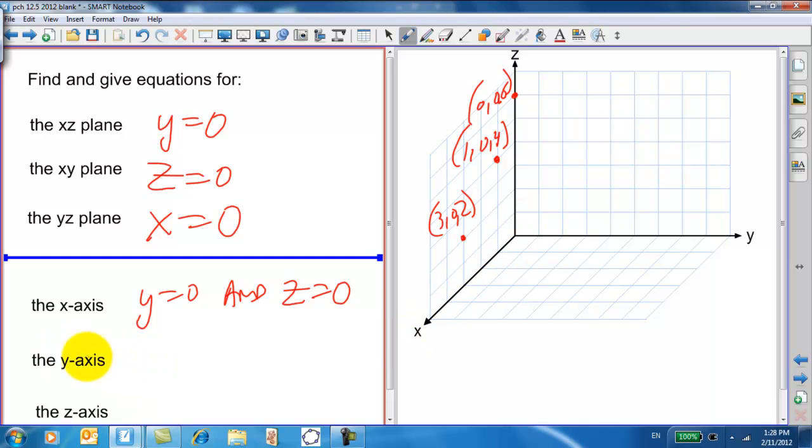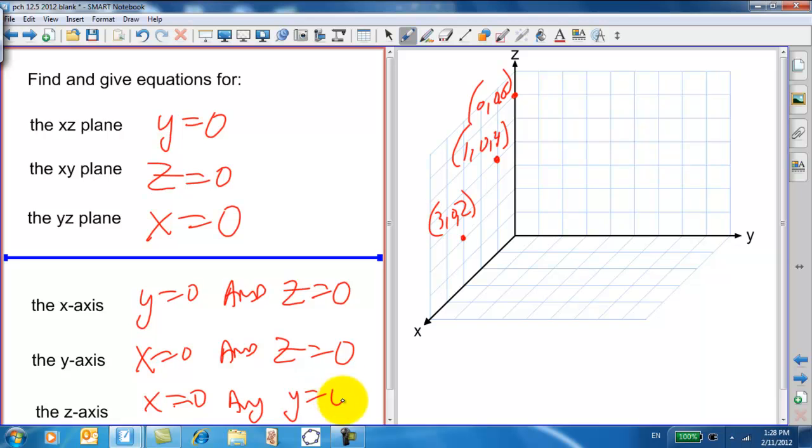So for the y-axis, we actually have to create a line here by defining it as the intersection of the xy plane and the yz plane. So that's x equals 0 and z equals 0. And for the z-axis, x equals 0 and y equals 0. And you notice that's the point right here. 0, 0, 6 has both its x and its y coordinates equal to 0.